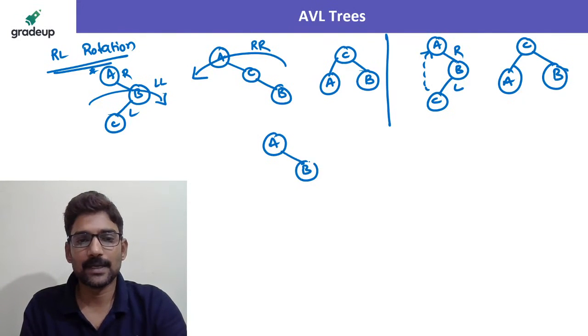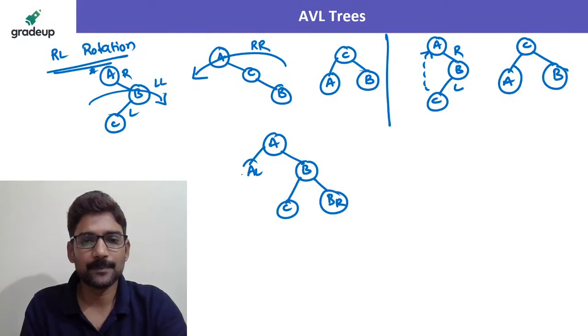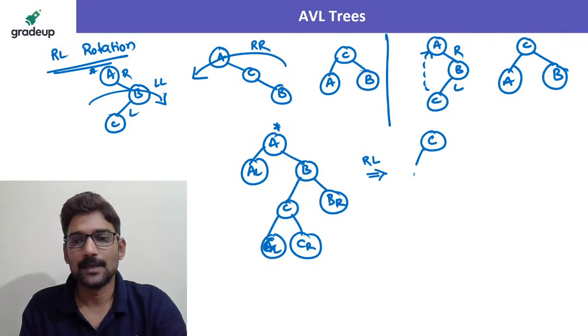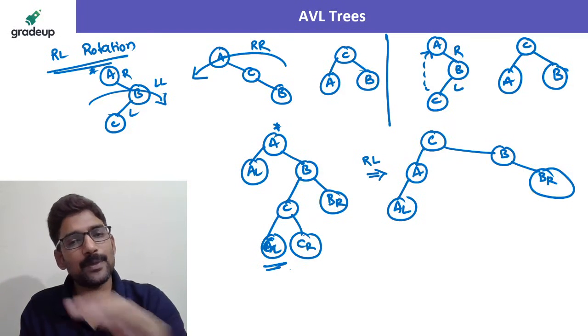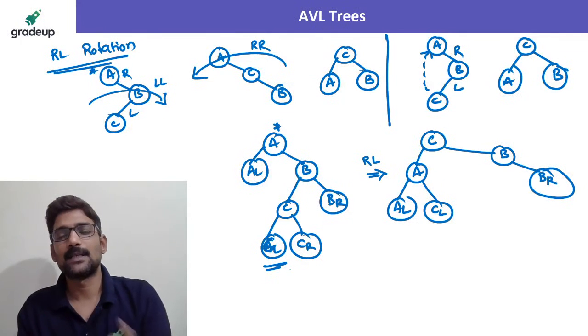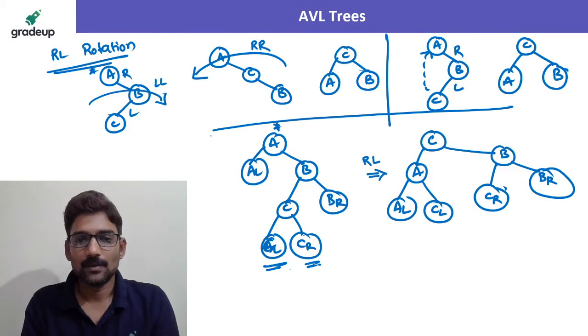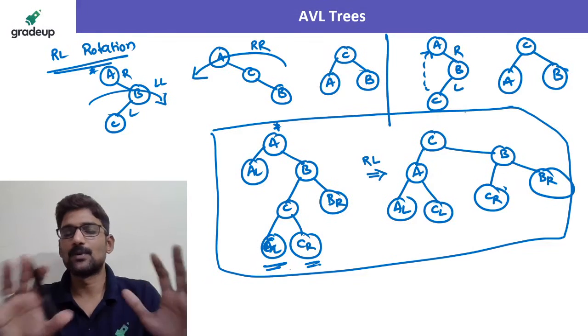So we can have a standard. B has its own right subtree, A has its own left subtree, C has its own left and right subtrees. A is the critical node. Whenever you do RL rotation, C should become parent, A will be the left child, B will be the right child, C left would be on C left only as A right, C right would be on C right only as B left. So for understanding AVL rotations, this is very important.